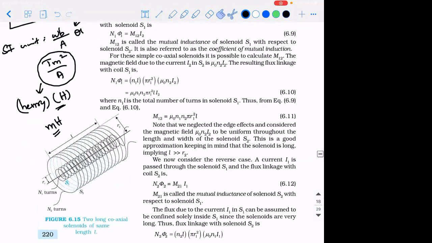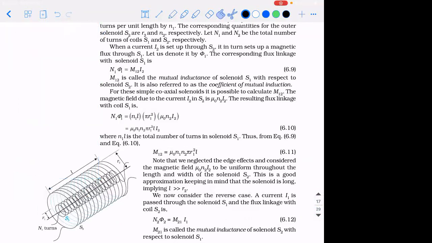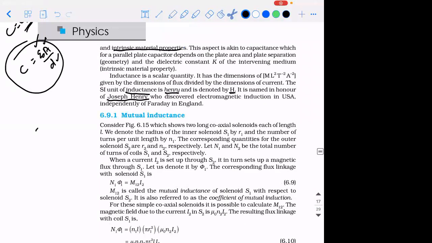The next concept that we are going to discuss is mutual induction. Then we'll discuss mutual inductance. Listen. In self-inductance, what is happening? There is an EMF generated across the ends of that solenoid due to its own current change.